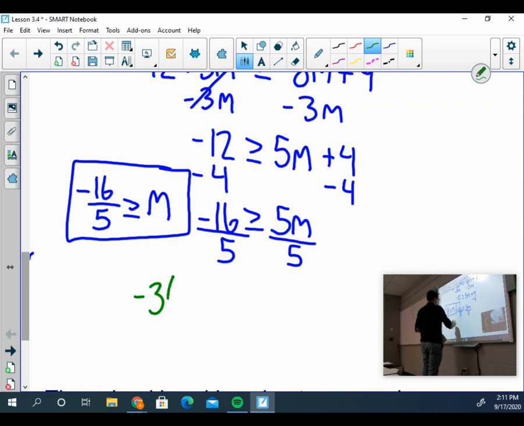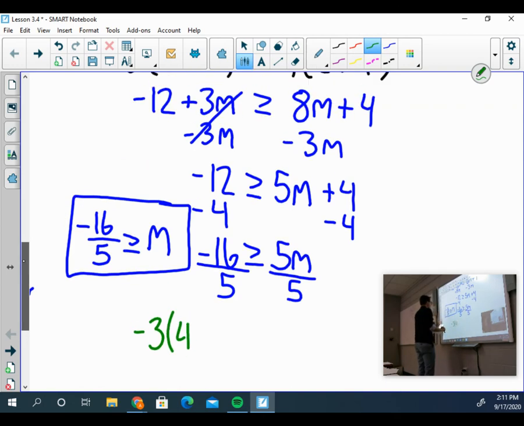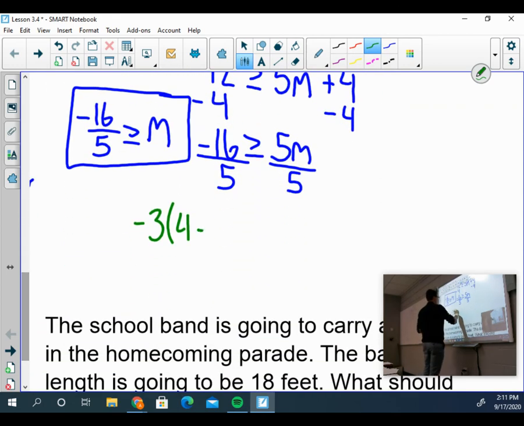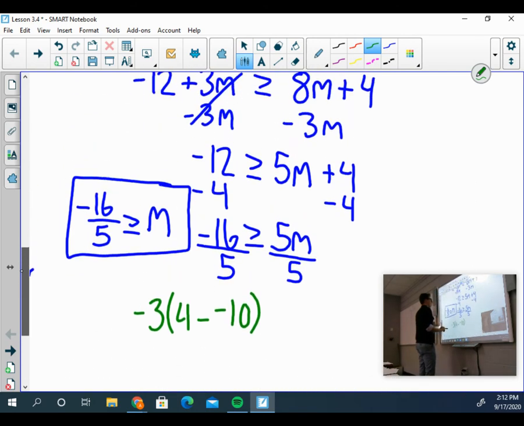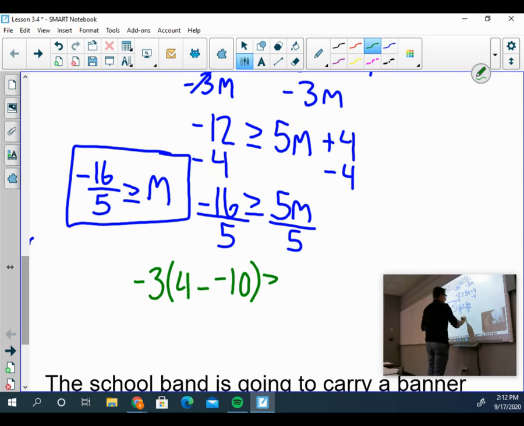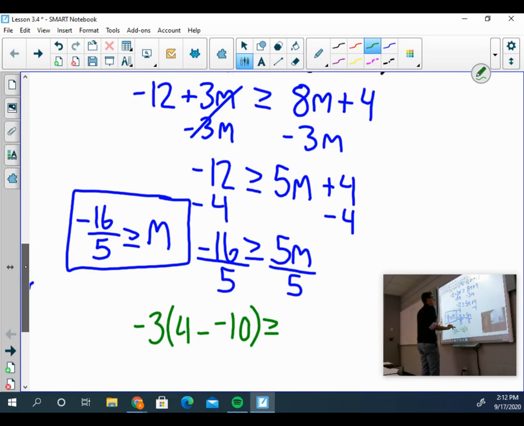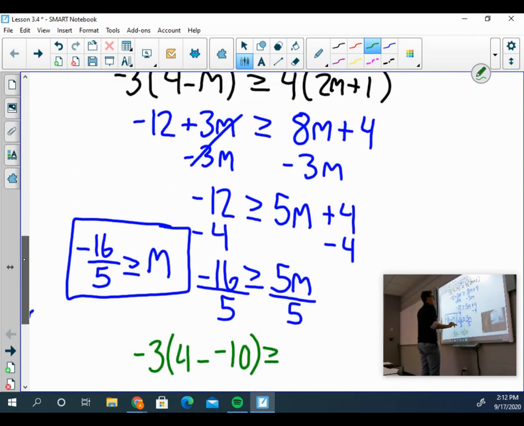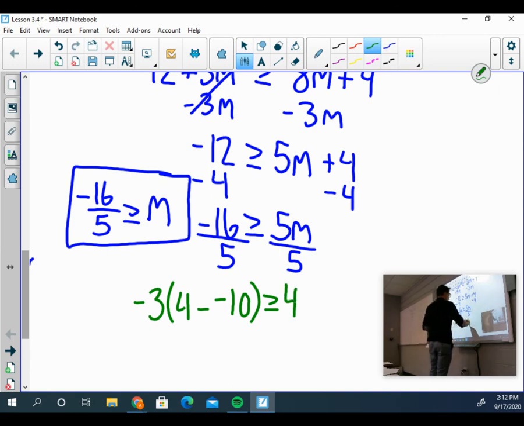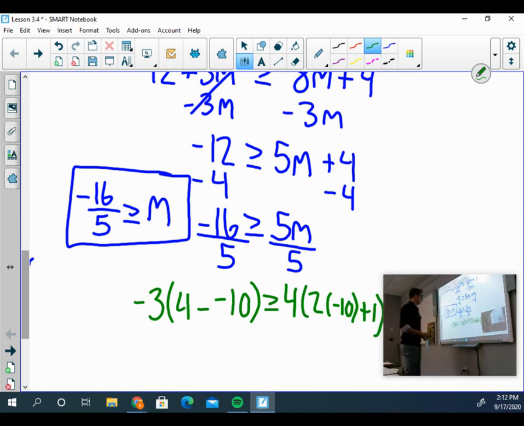So negative 3 times 4 minus negative 10, since that's the number I'm plugging in, is greater than or equal to 4 times 2 times negative 10 plus 1. And we'll see if this turns out to be true. Well, 4 minus negative 10 would become positive 14.